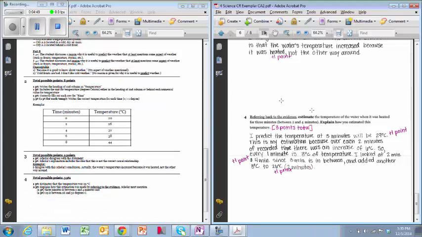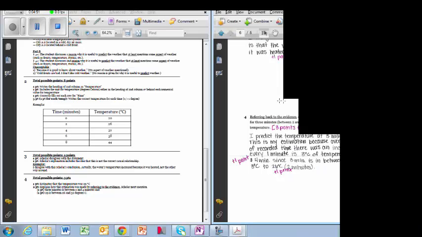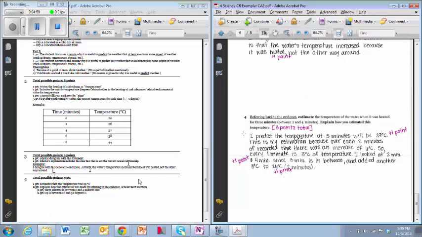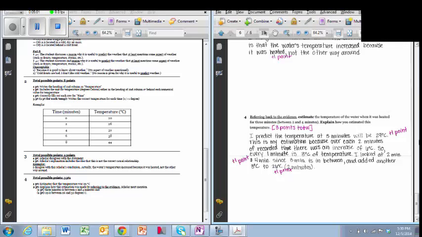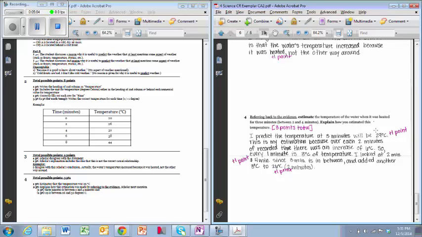They will need to refer back to the evidence and estimate where the temperature would fall between 2 and 4 minutes. So between 2 and 4 minutes, they get a total of 3 points for this question. If they indicate that the temperature would be 29 degrees Celsius, they get a point for that. The extra 2 points down here comes from the second question that says, explain how you estimated this temperature. So they need to say something along the lines of, this is my estimation because over 2 minutes there's a 6 degree increase, so every 1 minute has 3 degrees.